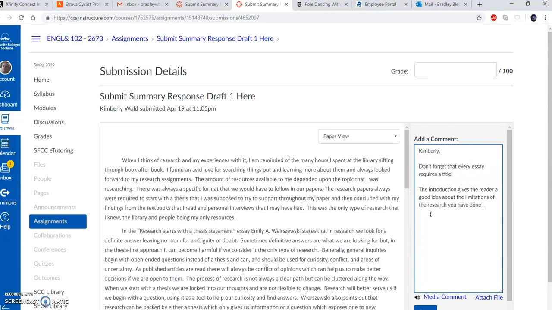Okay, so I'm going to say the introduction gives the reader a good idea about the limitations of the research you have done in the past. So that's a good thing. There, I see the sense of exigence. Maybe it could be more explicit, but I see it in there that Kimberly would like to do more researching to learn kind of stuff.